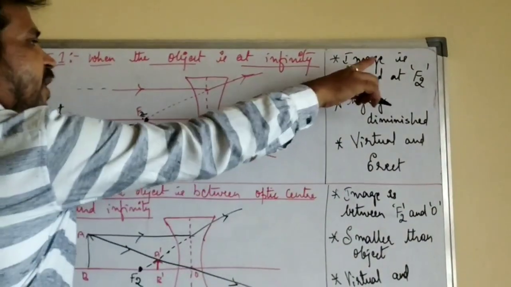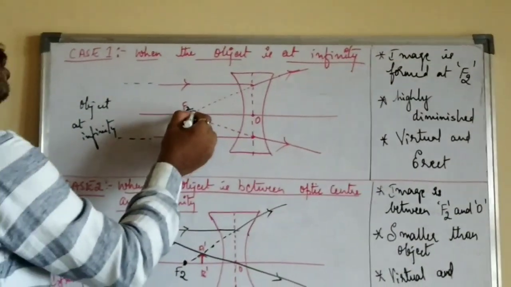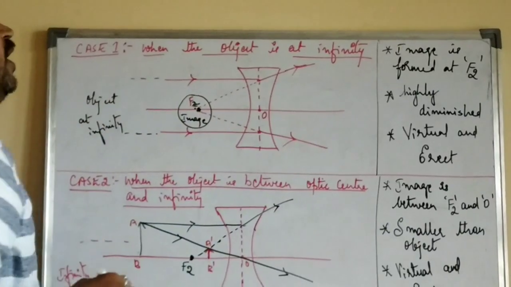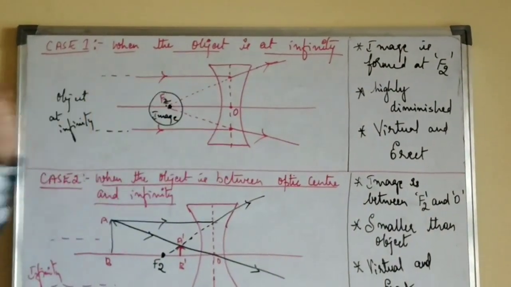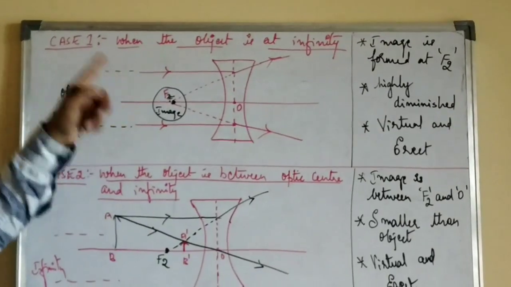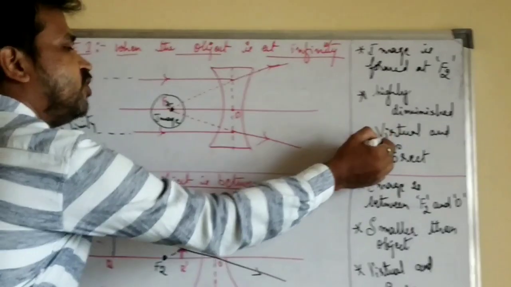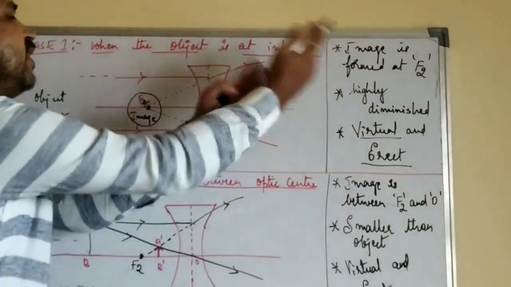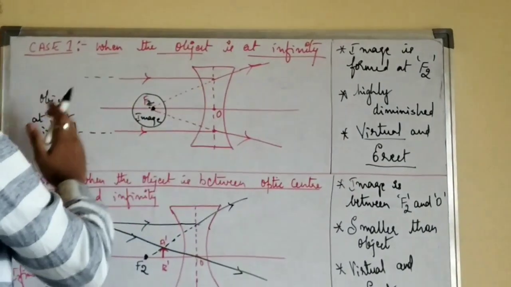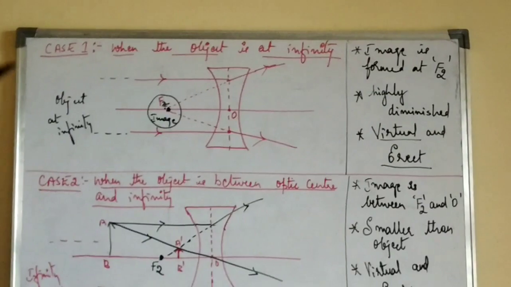The image is formed at F2, at the second principal focus, exactly at the principal focus towards the left side. The image is highly diminished, and the image is virtual and erect, because the image is not formed on the other side; it is formed on the same side where the object is. So the image is virtual and erect.